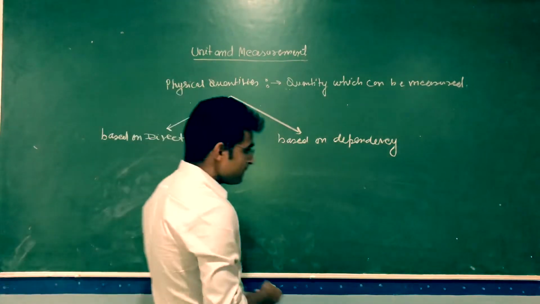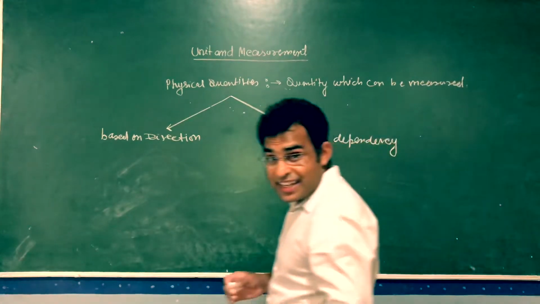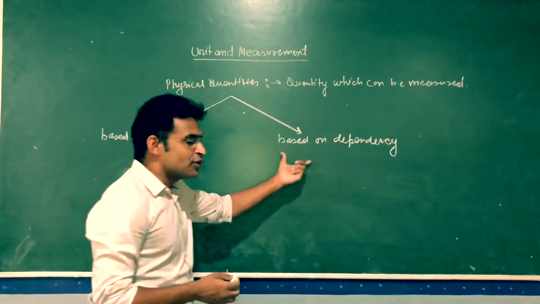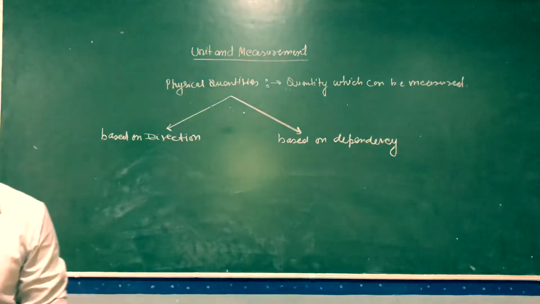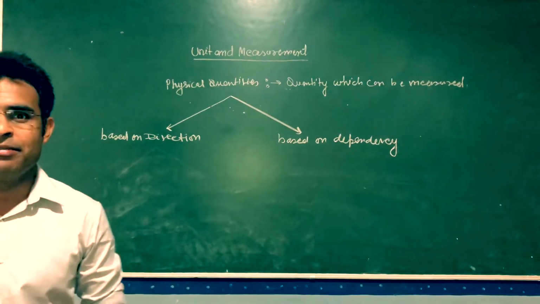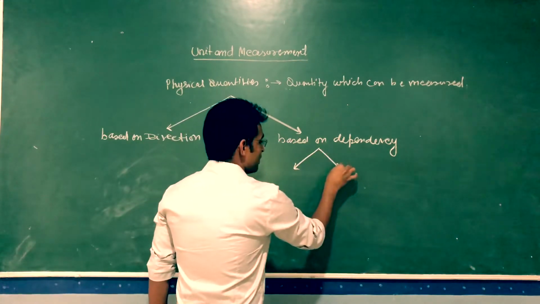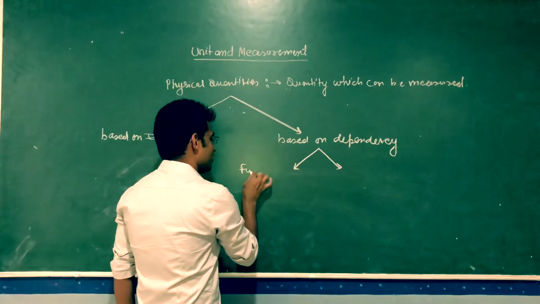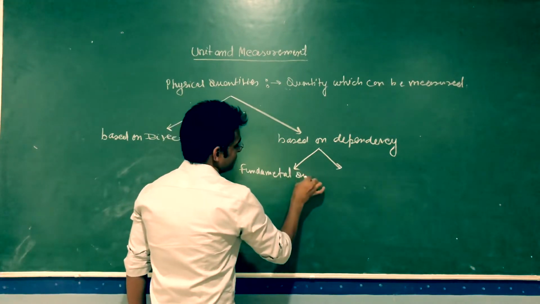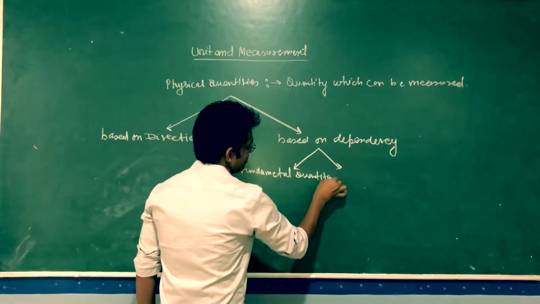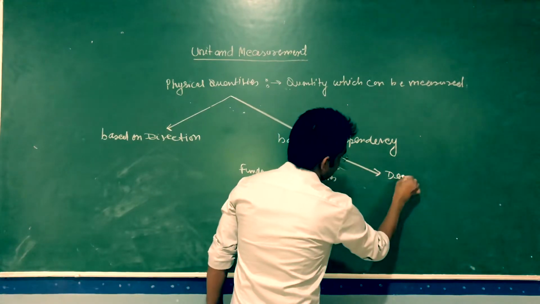If any quantity does not depend on any other quantity for its complete definition, that is called fundamental quantity. Means based on dependency we are dividing this quantity into another quantity, that is called fundamental quantity. Fundamental quantities, and here derived quantities.